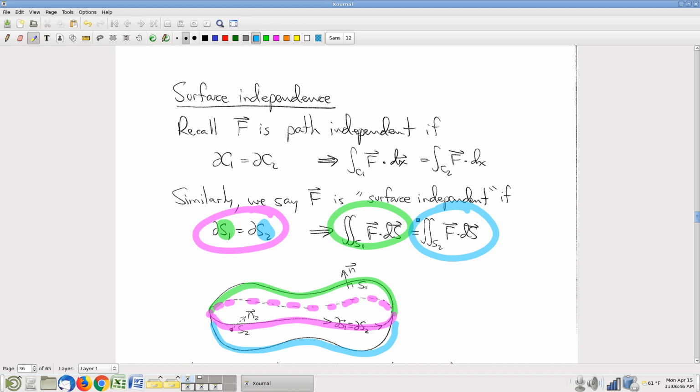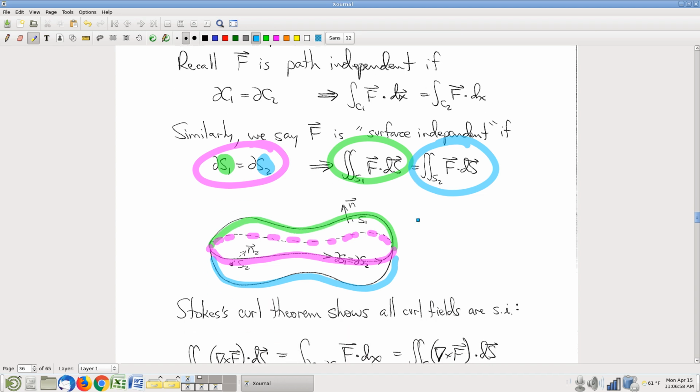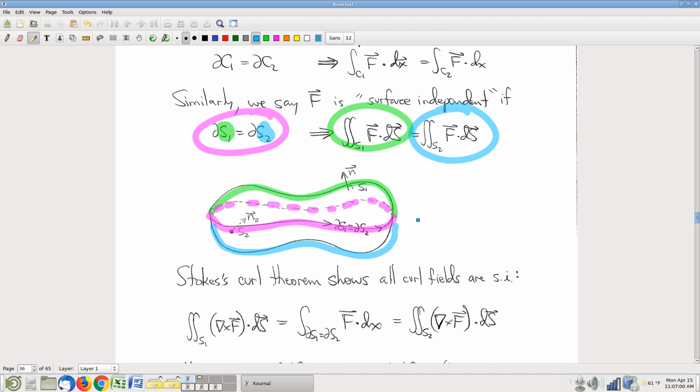Again, I like to give the dramatic introduction just for impact, but not only is this possible, Stokes' curl theorem tells us a long list of vector fields that do this. And what it is, is curl fields. Okay, so let's think about, suppose that we were looking at a curl specifically. Let's just say we're looking at curl fields.